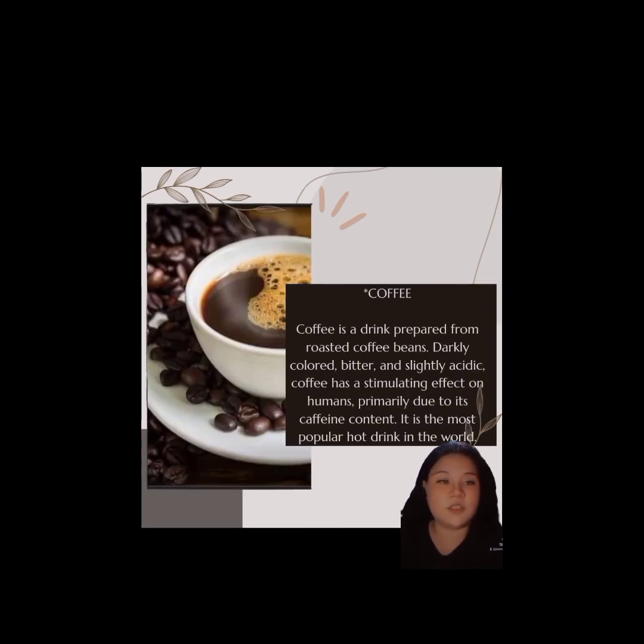Coffee. Coffee is a drink prepared from roasted coffee beans, darkly colored, bitter, and slightly acidic. Coffee has a stimulating effect on humans, primarily due to its caffeine content. It is the most popular hot drink in the world.